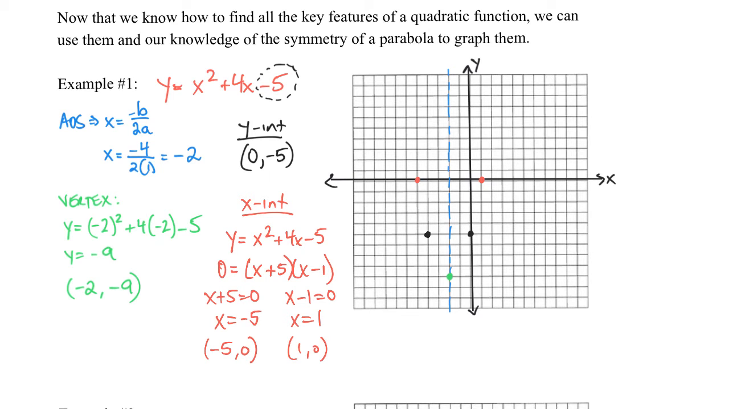And now I have enough points that I can draw at least a rough sketch of what this parabola looks like. Remember, it's rounded, not pointy. So make sure that it has a nice round bottom, okay? Make sure that it's not flat here, and make sure that it's also not pointy, okay? It should be a nice, smooth curve.